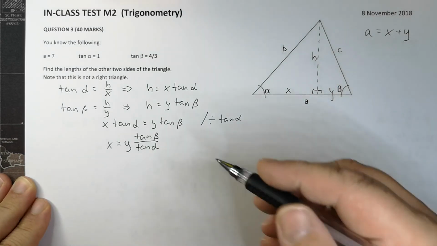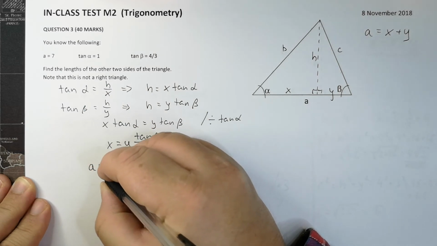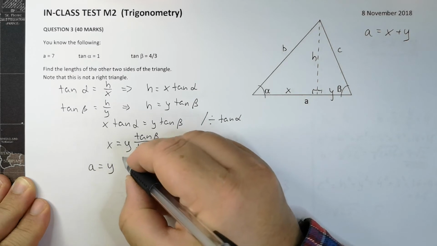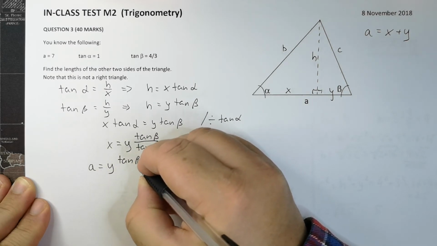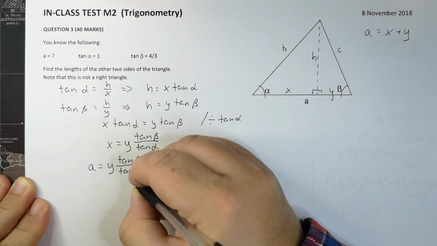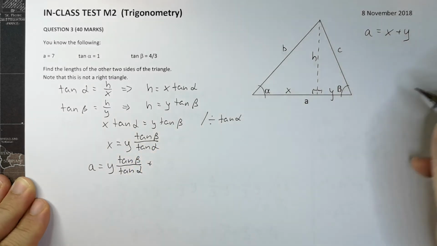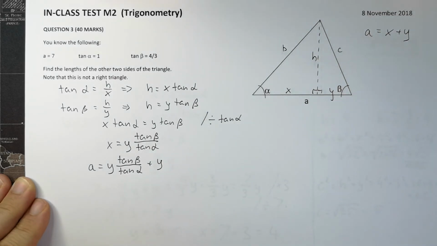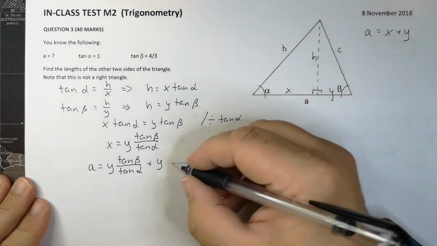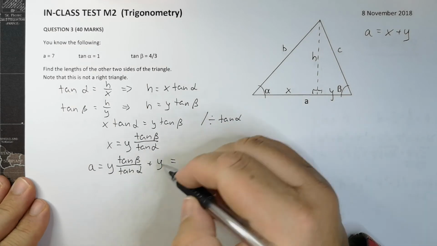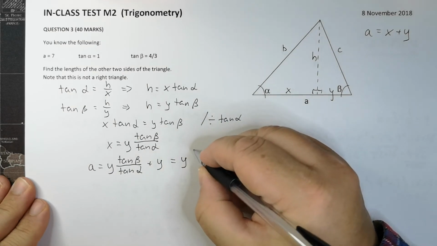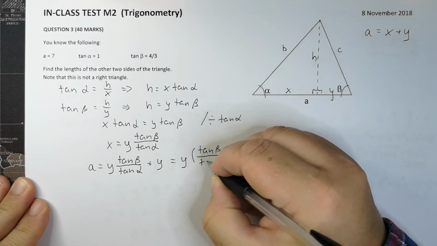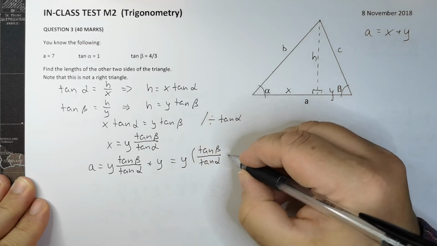y. But without concrete values, it is a equals x. We have the expression for x here, so just copying it in. Tangent beta over tangent alpha plus y. And we have an equation which we can solve against y. So first of all, I will extract y, having in the bracket tangent beta over tangent alpha plus 1.